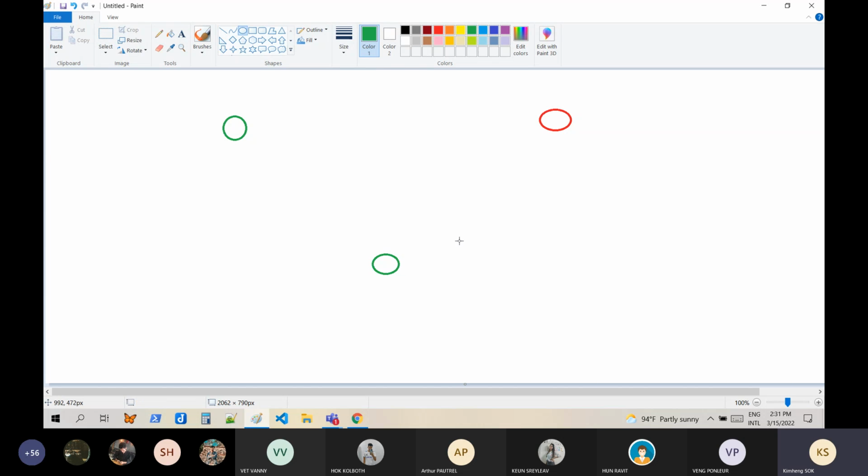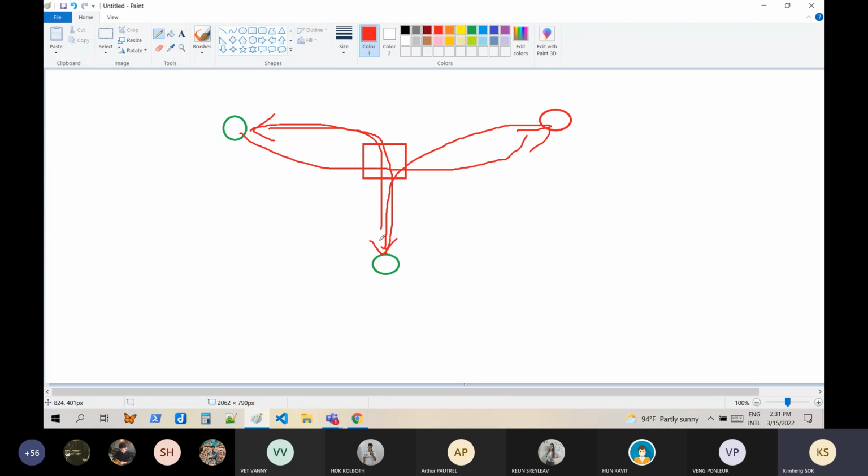We have 3 generals, but one general is not a good general. One general is taking money from the city. Now they want to talk to each other through the network in order to attack. This one needs to talk like this, this one needs to talk like this, and this one needs to talk like this. They need to talk with each other in order to attack the city.